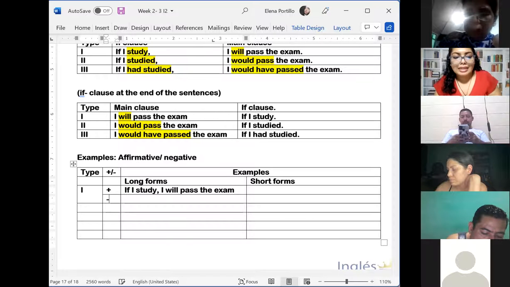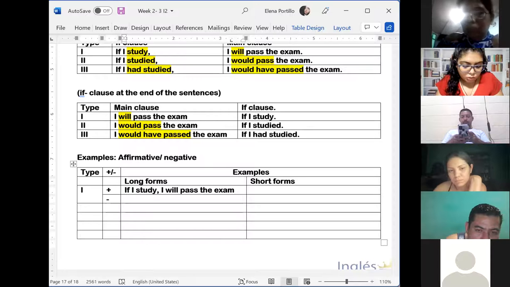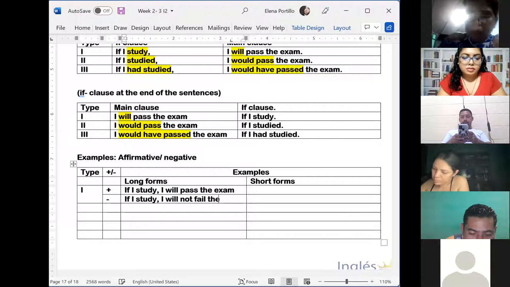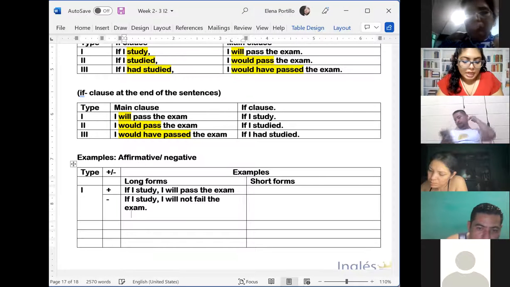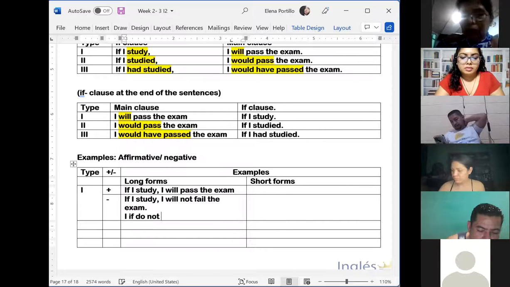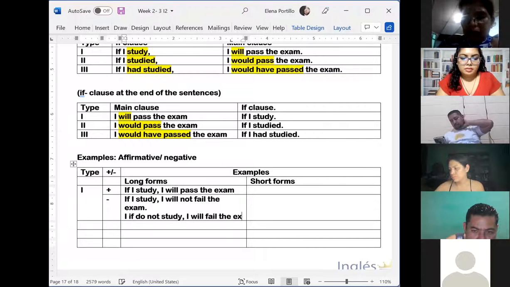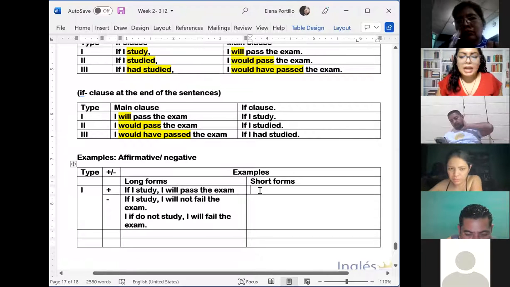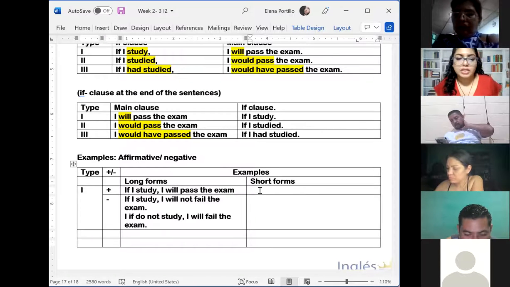But we are going to write the negative one, and it says, if I study, I will not fail the exam. Or we can say, if I do not study, I will fail the exam. In the short forms, it says, if I study, I'll. In this case, we are talking about contractions.